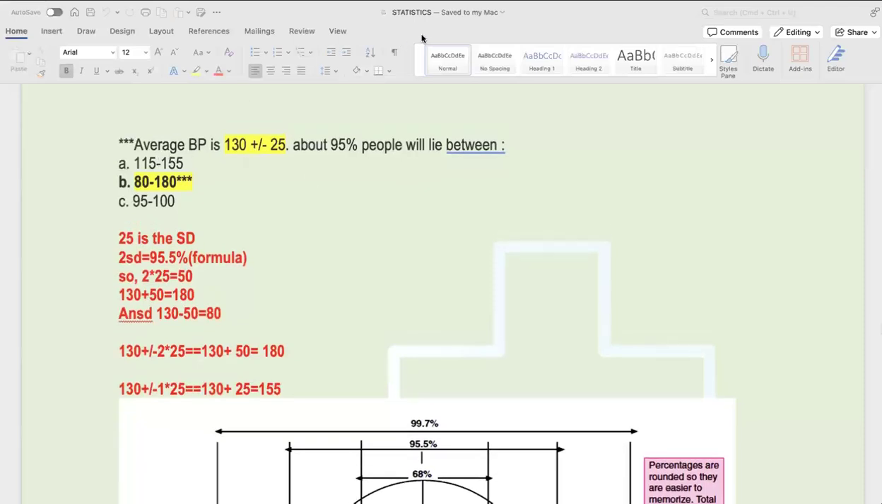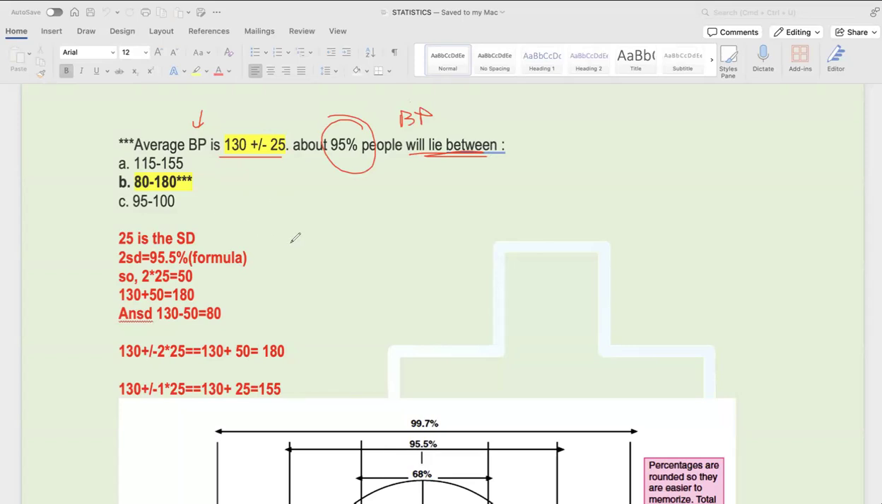So they're asking about average BP in a community is 130. That means blood pressure is 130 plus minus 25. About 95% of people's blood pressure will be in what range? So if average blood pressure is 130 plus minus 25, for 95% of the people in that community, what will be the range of their blood pressure? That's the question. To do something like that, we use a standard deviation.